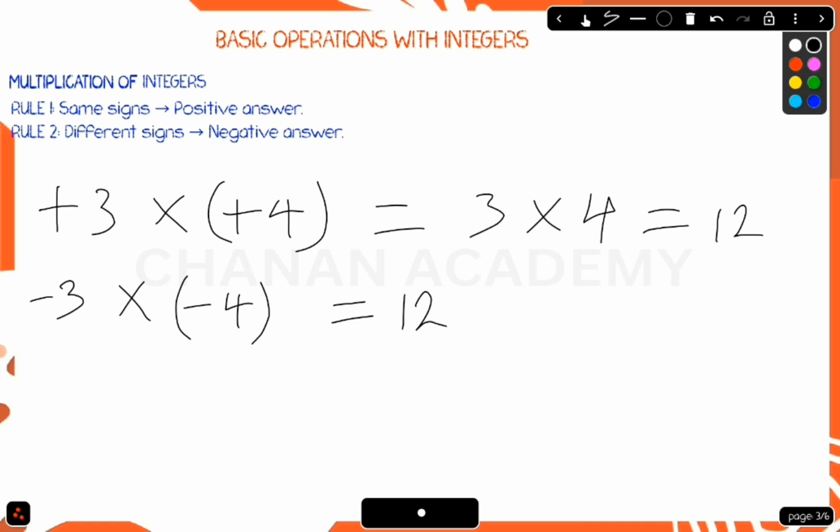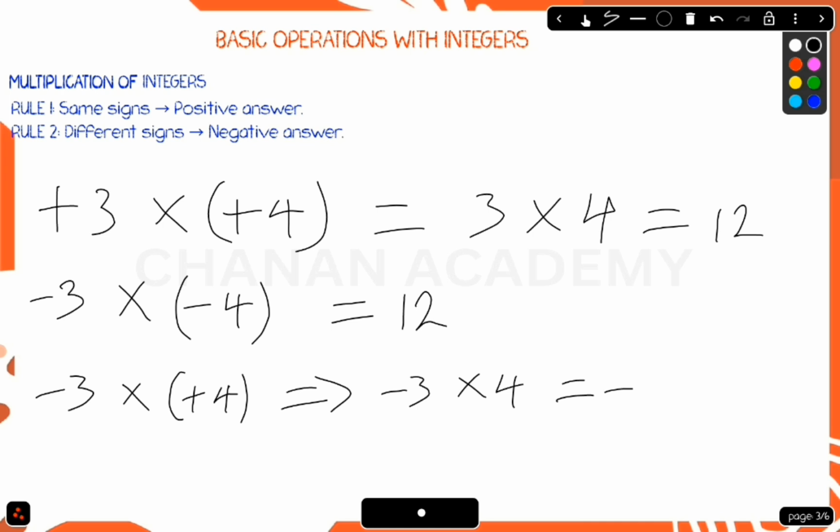Let's take another example. Negative 3 multiplied by positive 4, which can also be written as 3 multiplied by 4. So what will the answer be? It will be rule 2. The signs are different, so the result is going to be negative. So you put your negative. 3 multiplied by 4, the answer is 12. So this is minus 12.